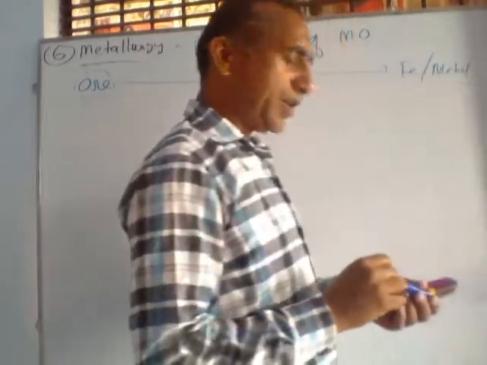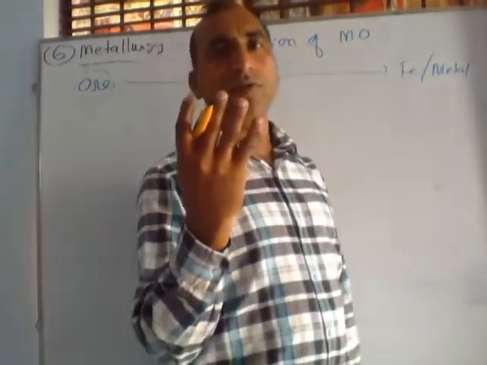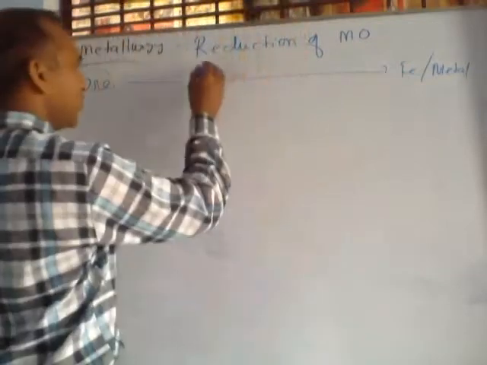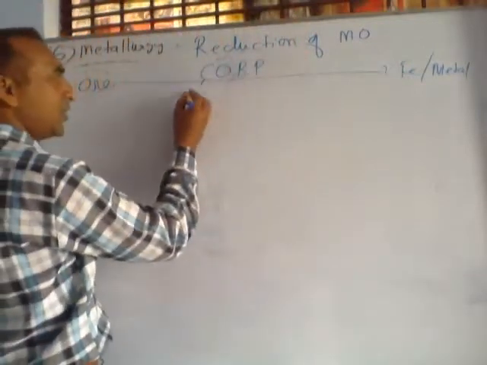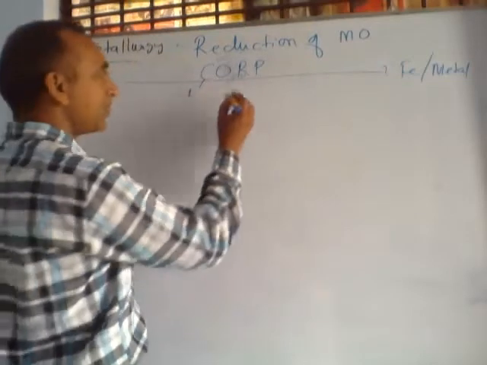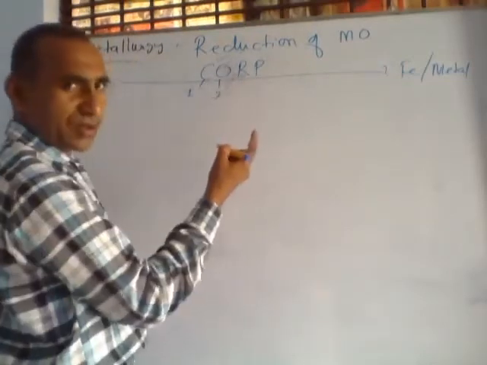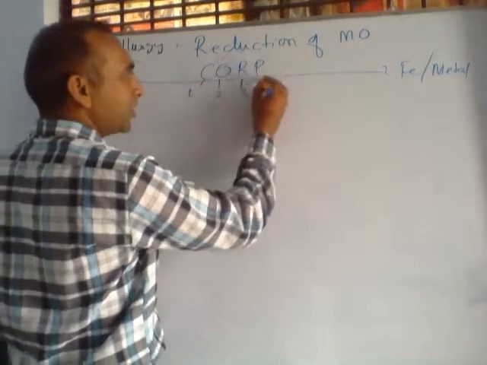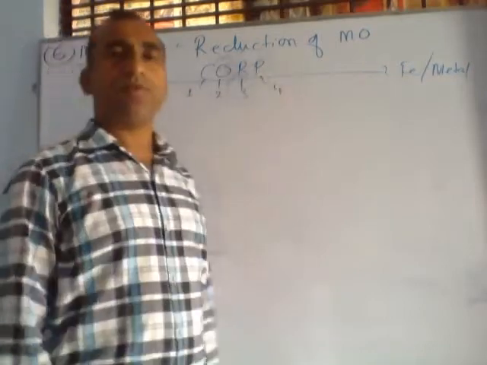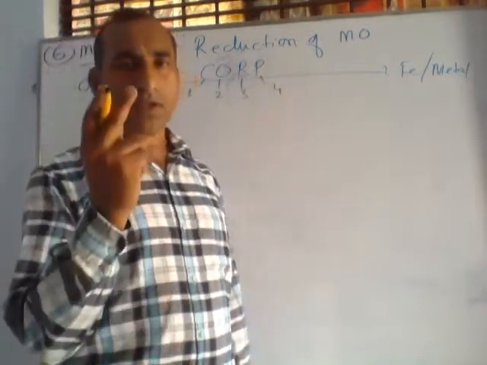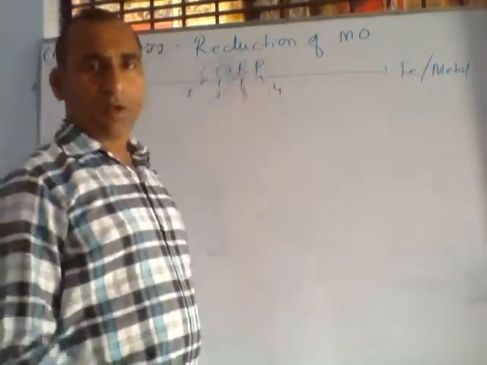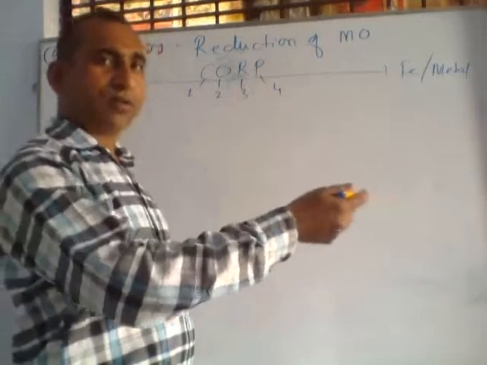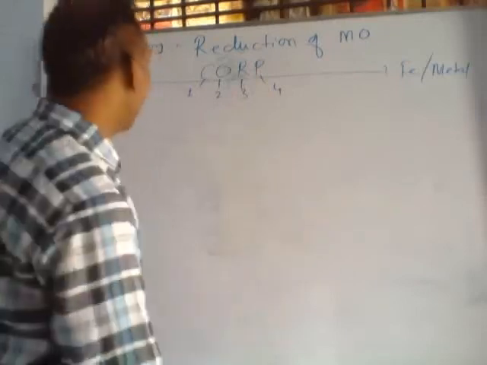So in metallurgy, there are basically 4 points. CORP means first is concentration of ore, second is oxidation, third is reduction, and fourth is purification. Today we will discuss the third most important point, that is reduction of metallic oxide after oxidation of ore.